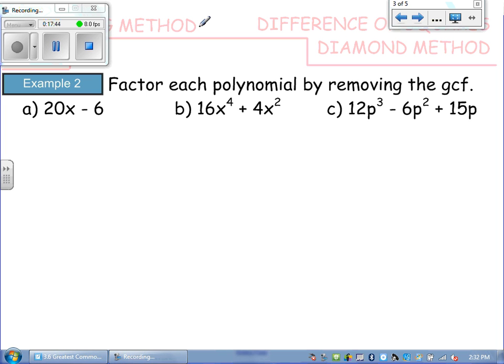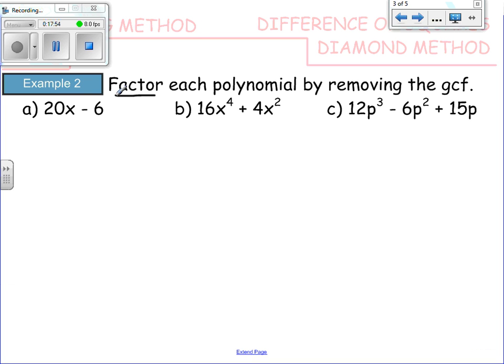When you're actually factoring the polynomial, you need to leave a statement of multiplication. Before we were just finding the greatest common factor, now we need the greatest common factor and the remainder. So what's the greatest common factor of this first one? What's the largest number that goes into 20 and 6? 2.